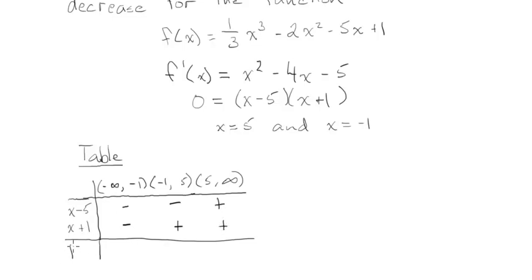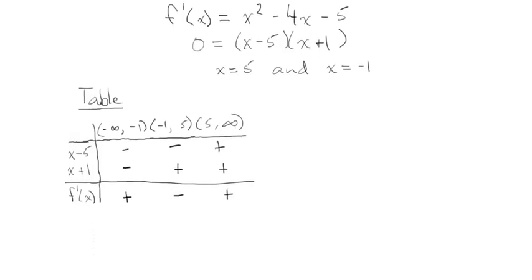Now you're going to look at what that tells you about the first derivative. The first derivative is just the product of these two factors. If you multiply two negatives, that will result in a positive number. If you multiply a negative and a positive, that will result in a negative number. And if you multiply two positives, you get a positive number. So by the first derivative test, this function is increasing here, decreasing here, and increasing here. So that's your intervals of increase and decrease.